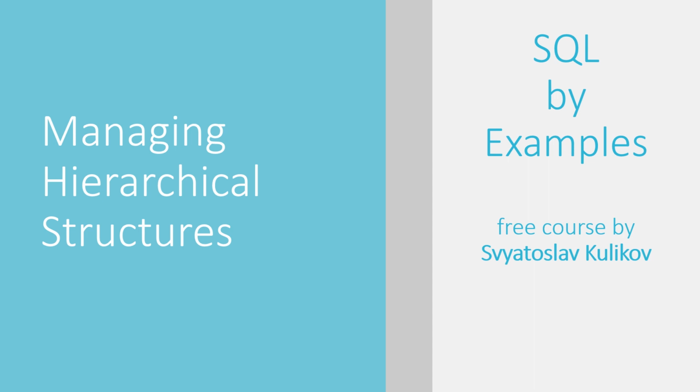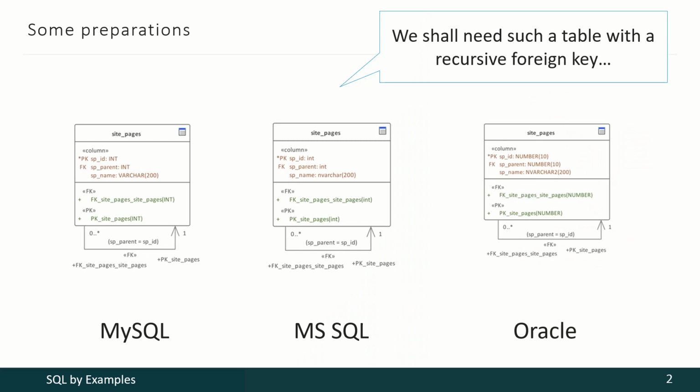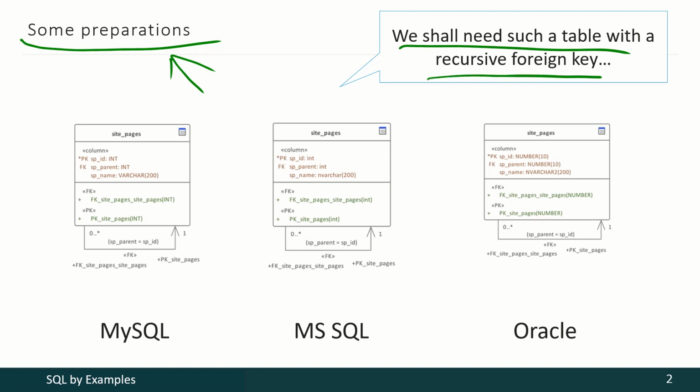In this video we shall discuss how to manage hierarchical structures. To show all corresponding examples, first we have to make several preparations. We shall need such a table with a recursive foreign key. If for some reason you have forgotten what a recursive foreign key is, the idea is that the primary key of a table migrates into that table itself. And that's how we may store hierarchical structures in all three DBMSs.